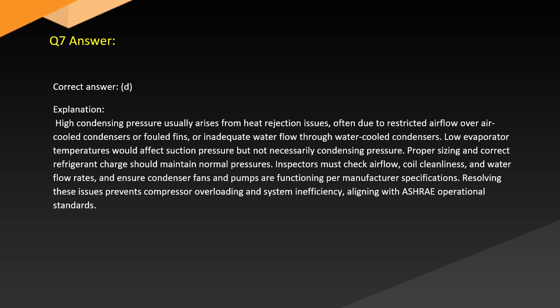Answer. Correct answer: D. Explanation. High condensing pressure usually arises from heat rejection issues, often due to restricted airflow over air-cooled condensers or bent fins, or inadequate water flow through water-cooled condensers. Low evaporator temperatures would affect suction pressure but not necessarily condensing pressure. Proper sizing and correct refrigerant charge should maintain normal pressures. Inspectors must check airflow, coil cleanliness, and water flow rates, and ensure condenser fans and pumps are functioning per manufacturer specifications. Resolving these issues prevents compressor overloading and system inefficiency, aligning with ASHRAE operational standards.